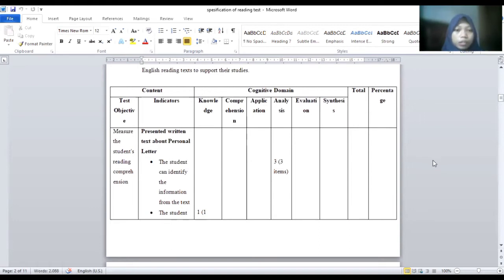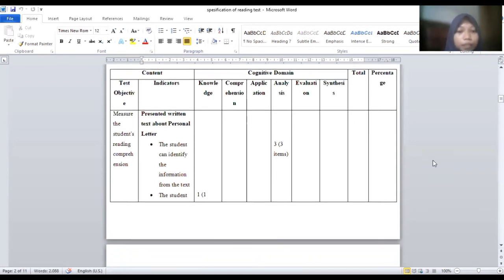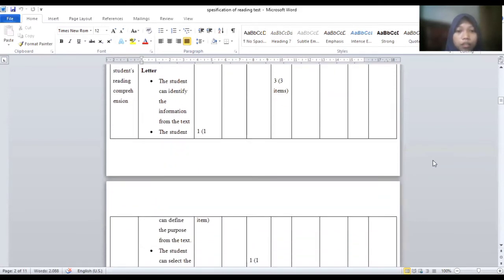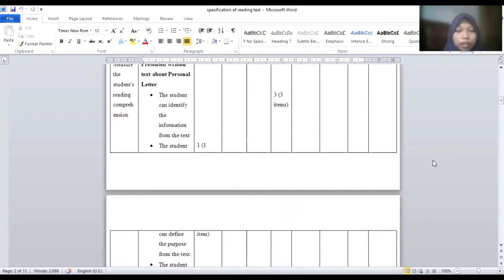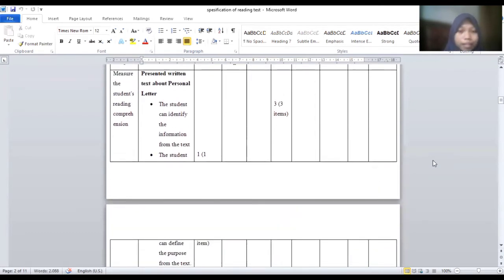And for indicators, presented written text about personal letter. The first is the student can identify the information from the text. Cognitive domain is analysis. There are 3 items. The second is the student can define the purpose from the text. Cognitive domain is knowledge, 1 item.